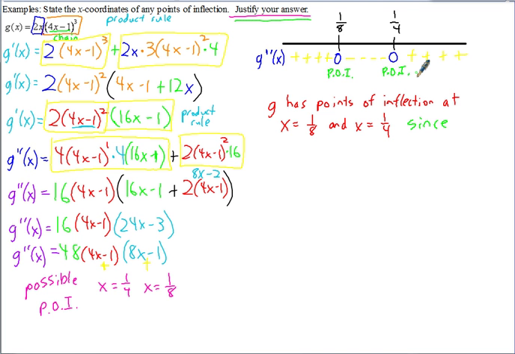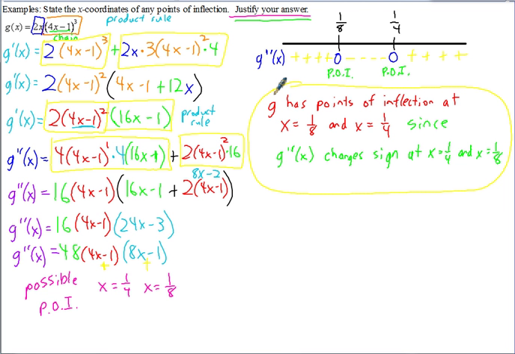Going from positive to negative on the first derivative is the relative max, negative to positive on the first derivative is the relative min. So here we can just say, since g''(x) changes sign at x equals 1/4 and x equals 1/8. And that concludes the notes for AP Calculus on the topic of concavity and points of inflection.